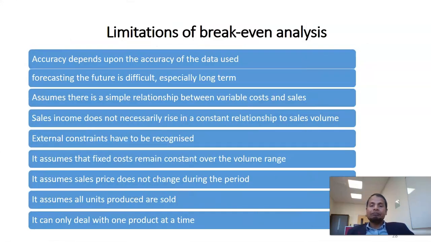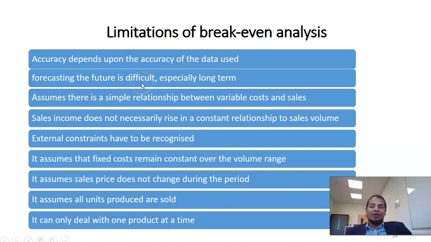It has some limitations. This CVP or cost volume profit analysis has some limitations. So what are the limitations? Accuracy depends upon the accuracy of data used. And this is true for whatever tools, whatever techniques we use. If the material that we are using is not right, then the outcome will not be accurate. The accuracy of the analysis depends on the accuracy of the data.